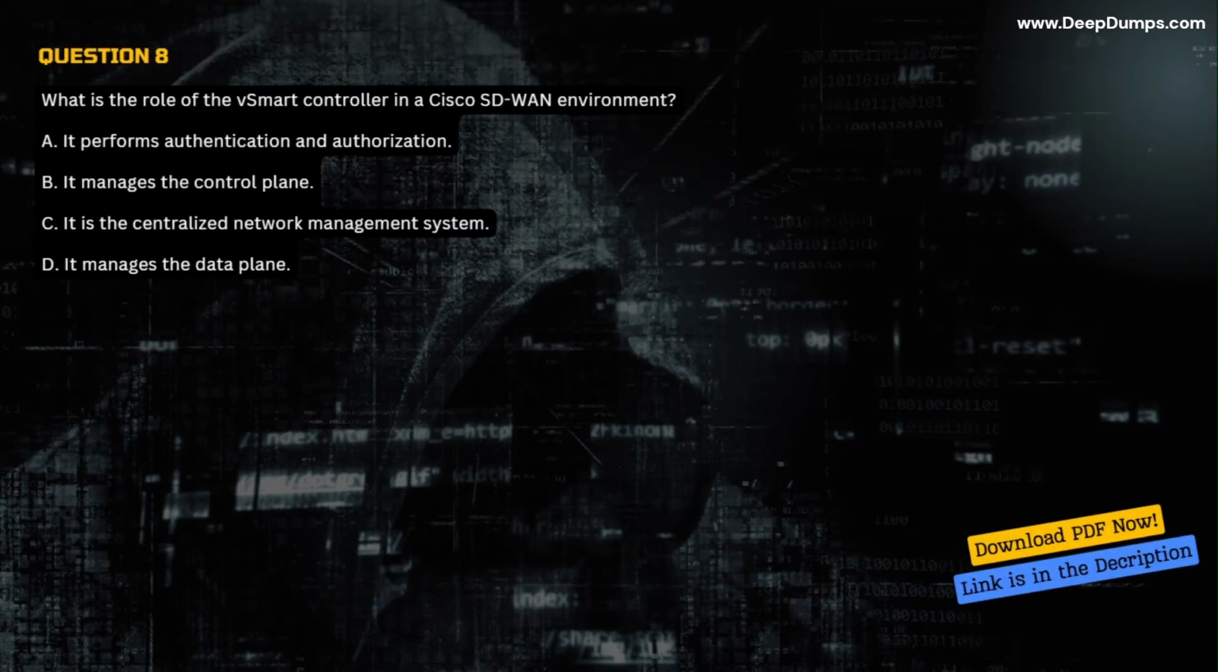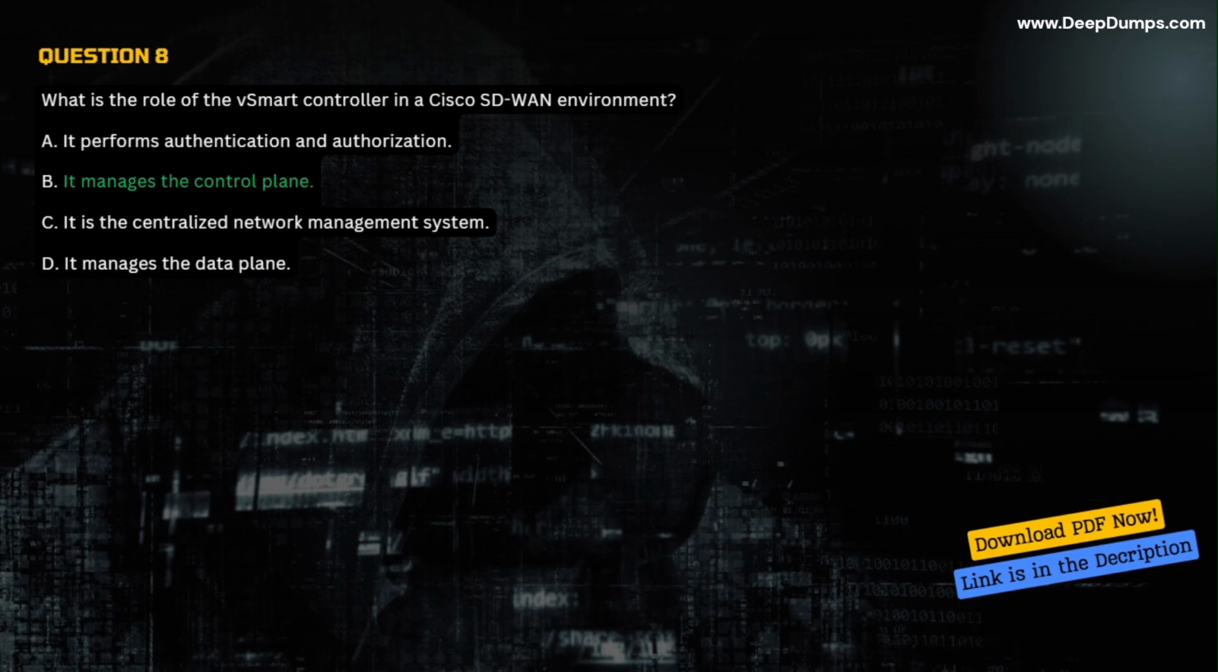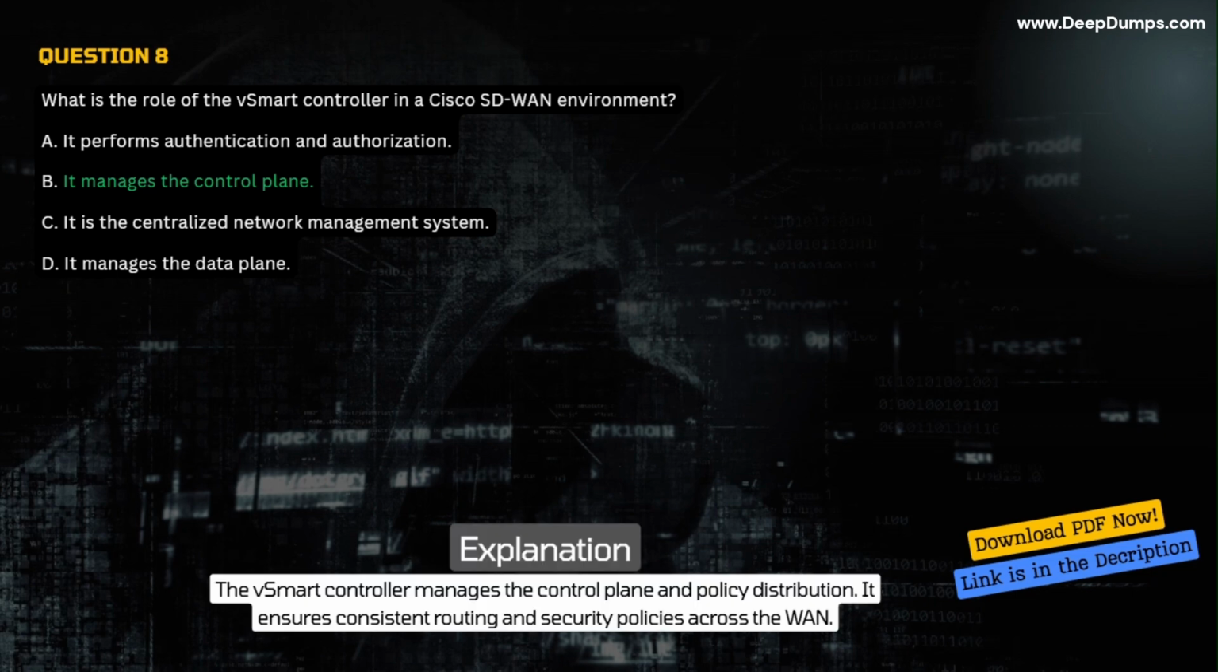Question 8. What is the role of the vSmart controller in a Cisco SD-WAN environment? A. It performs authentication and authorization. B. It manages the control plane. C. It is the centralized network management system. D. It manages the data plane. Correct answer B. It manages the control plane. Explanation. The vSmart controller manages the control plane and policy distribution. It ensures consistent routing and security policies across the WAN.